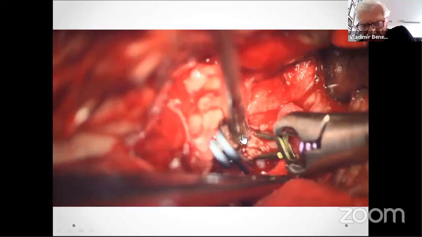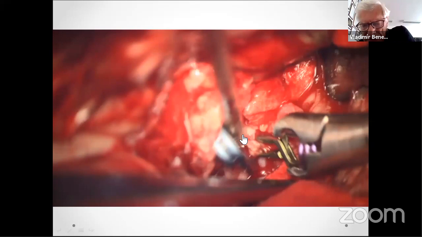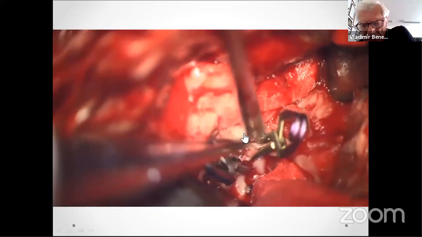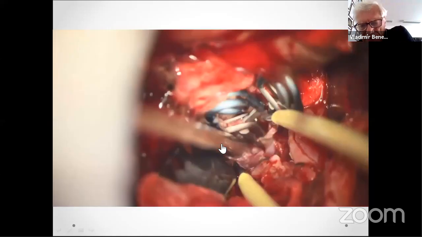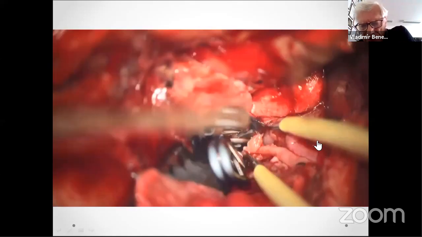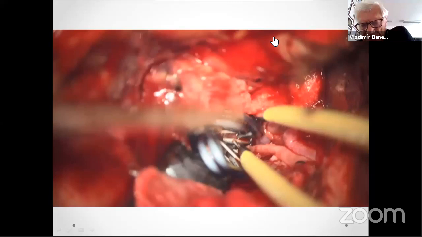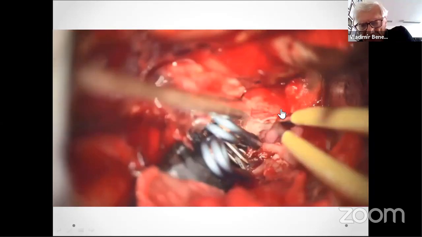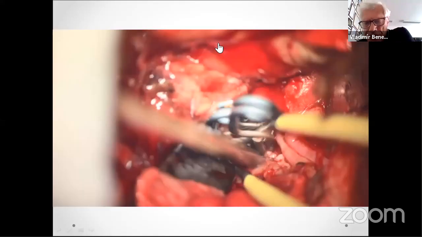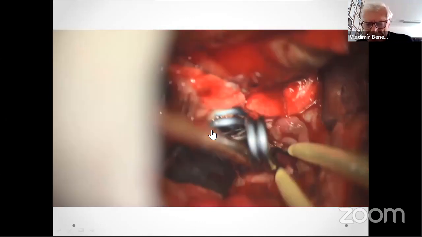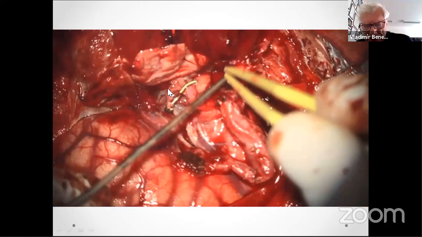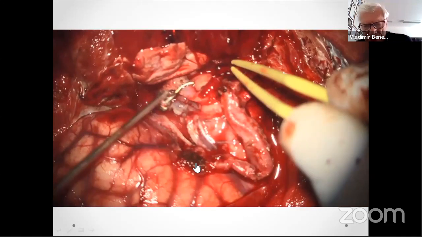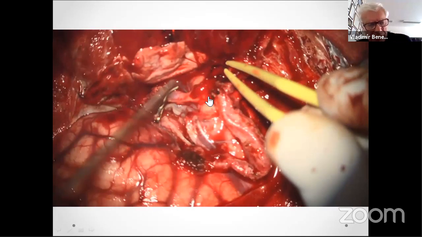And actually everything looked rather nice, but when we did ICG after this, the whole area was not patent. So we finished the whole procedure with the second STA MCA bypass from frontal branch being sutured to the frontal lobe, and this is the STA artery, the frontal branch, and the temporal branch. It's already sutured, and now we suture the frontal one.